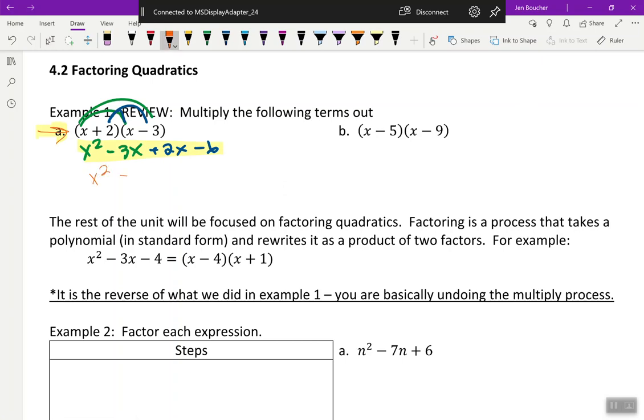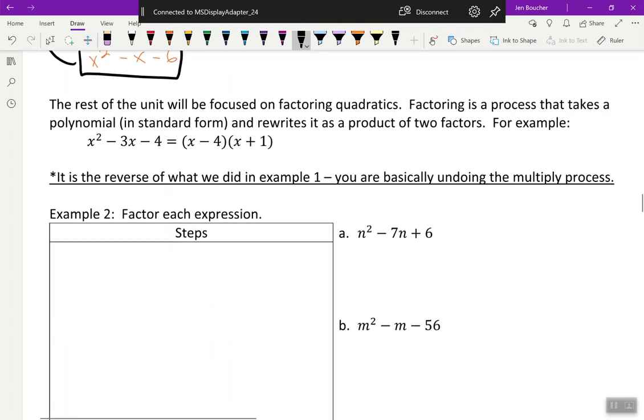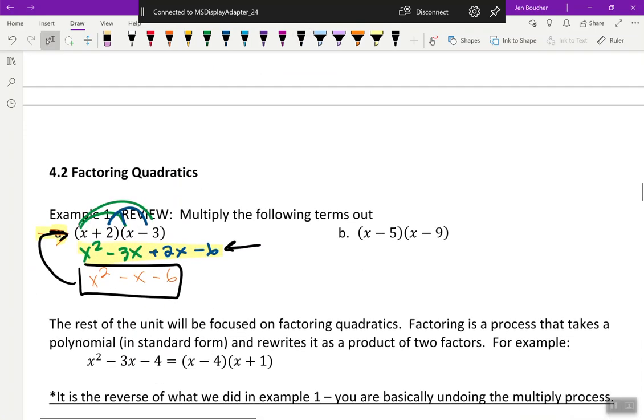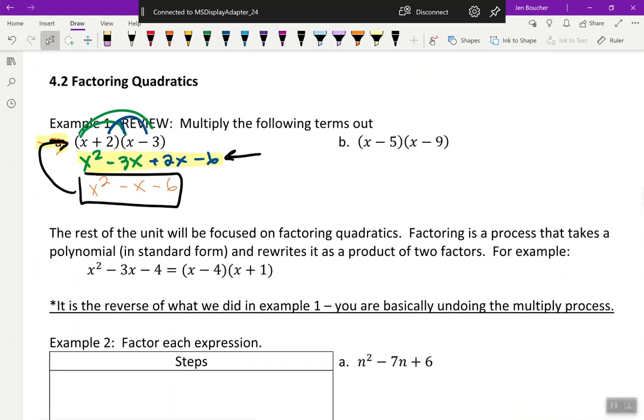So x squared minus x minus 6. Our goal is to get from here back to here. And the key step in the middle is to force it to have 4 terms so that you can group it. Okay? Because when you factor things, you're able to solve them, and that's kind of where we're headed, is to be able to solve things. So we need to factor them first.